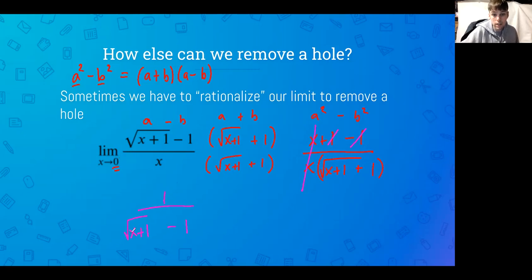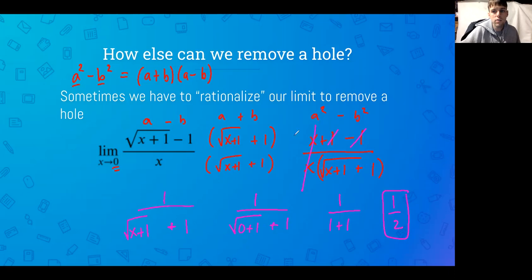It's not going to cause an issue. So to evaluate this limit using direct substitution, I'm going to do 1 over square root of 0 plus 1, plus 1. That should be a plus. I made a mistake there; that's a plus in this function, so it should be a plus there. Here we go. We have 0 plus 1 is 1. The square root of 1 is 1. So I end up with 1 over 1 plus 1, which is 1 over 2. So the value of this limit is 1/2.